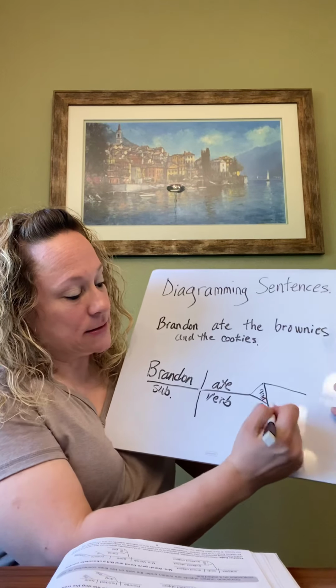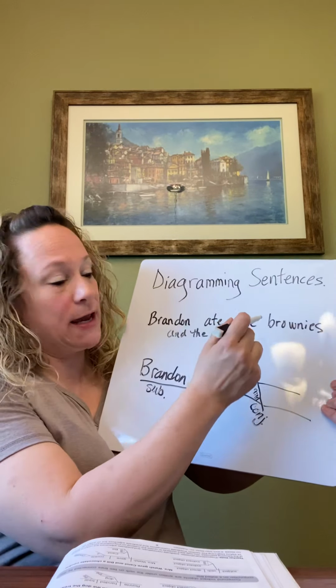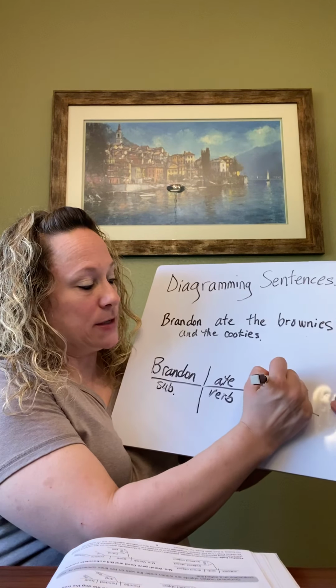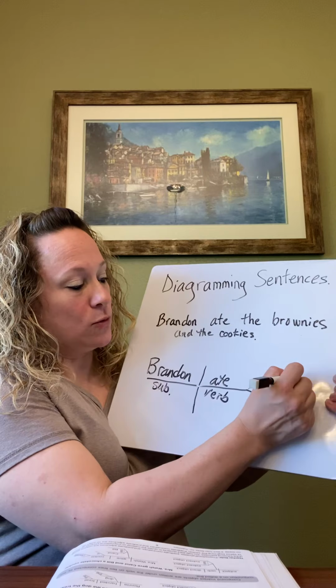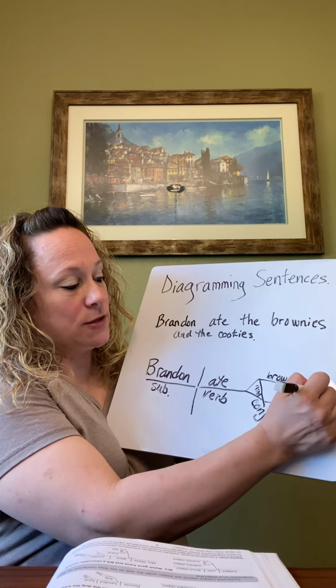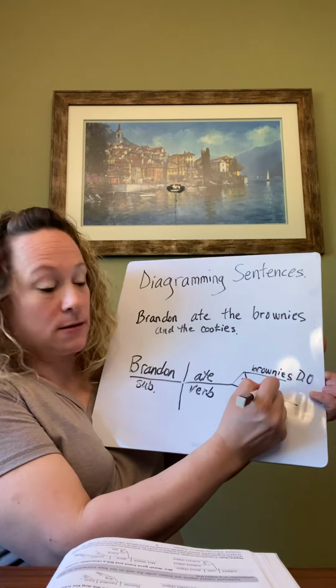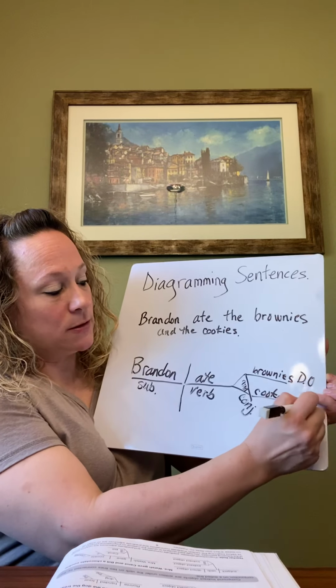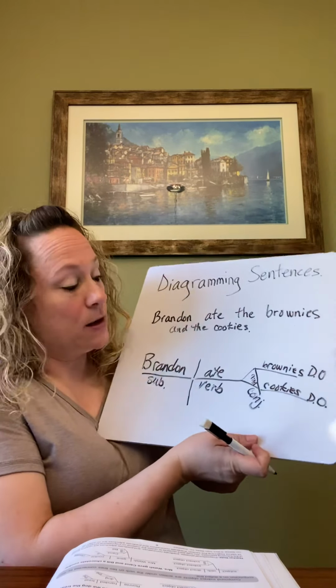And then on these two lines, we have to put what he ate. So he ate brownies and cookies. So we're going to put brownies on the top line, which is a direct object, so D-O, and cookies on this line, which is another direct object, so D-O is okay to abbreviate.